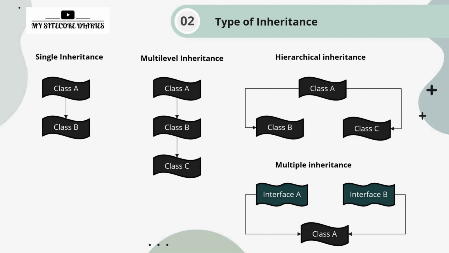What an interface is, I have already explained in my last video. If you have not watched that video, I will give the link in the top i button. You can have a look at that. So an interface is just a contract. Interface A will get inherited into class A, and interface B will get inherited into class A. So this is called multiple inheritance.